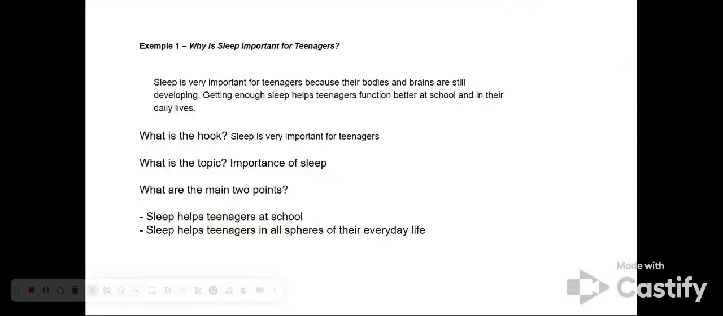For instance, if we go back to the previous slide, if the first paragraph is about the fact that sleep helps teenagers at school, then you really have to only focus on that. So do not talk about how it can help them outside of school, at the weekends, with their friends, and so on. We don't want to read about that in the first paragraph. We only want to read about the fact that it helps teenagers at school. So you can develop saying how it helps, what are the main benefits, how teachers notice that they are more focused, and so on.